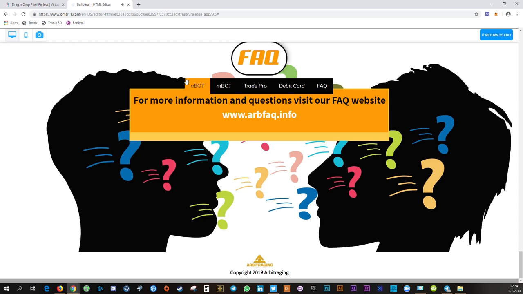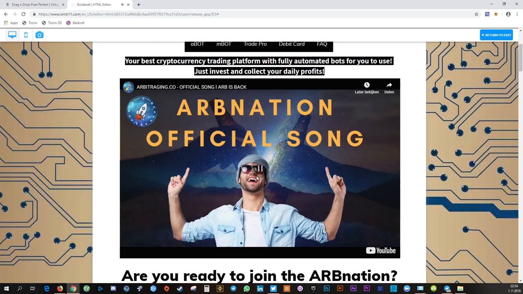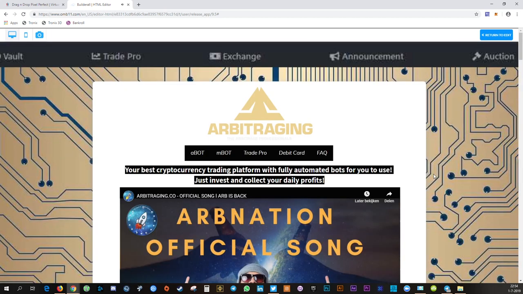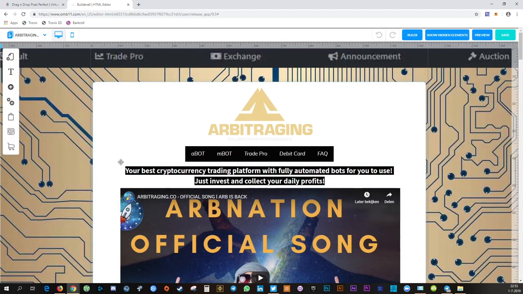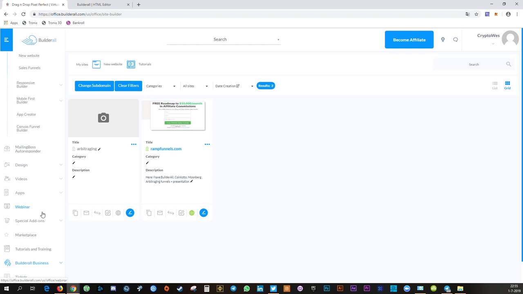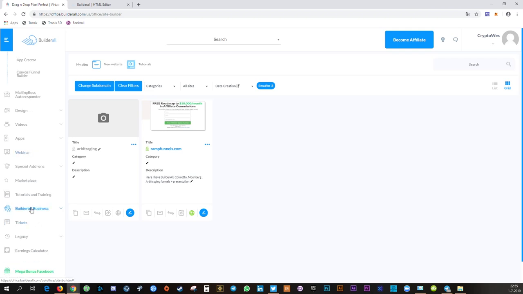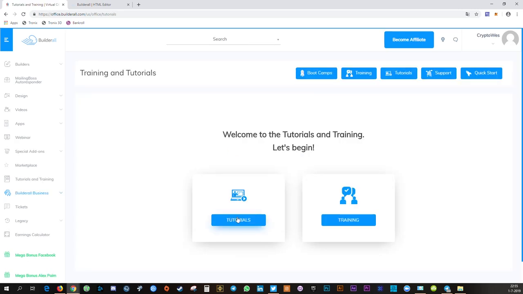So that's that. This is how Builder looks. Once you know how it works, it's going to be a lot easier to understand what you're looking at, where to click. And what I also like about Builder is if you would like to know anything, because you can't find something or you're just stuck, you can just click on tutorials and training, and whatever you would like to do, you can find whatever you're looking for.